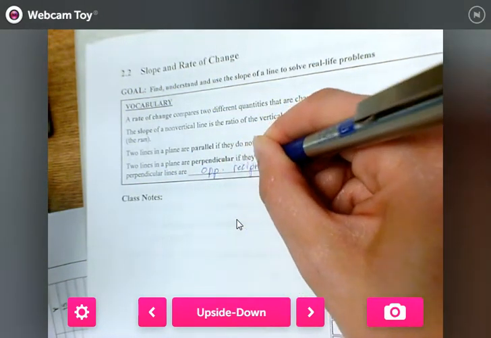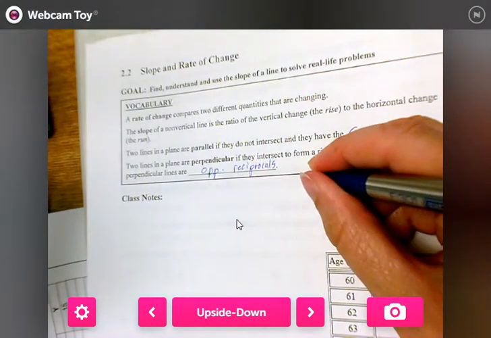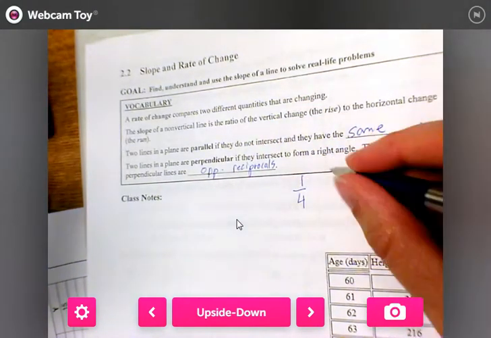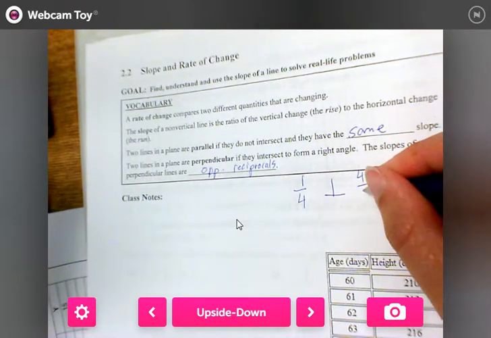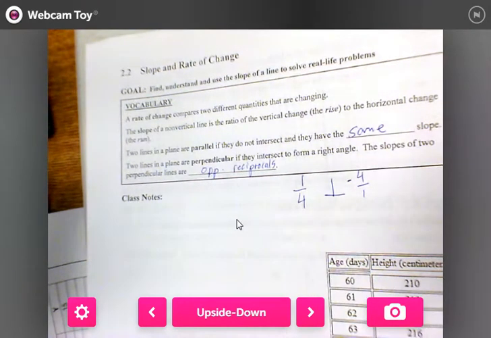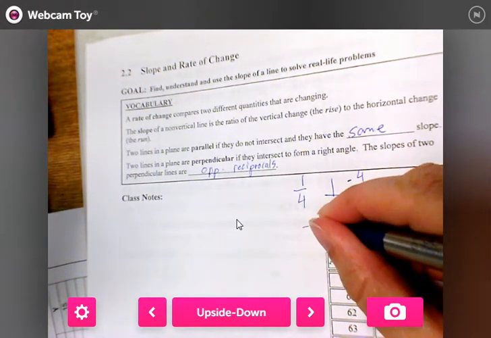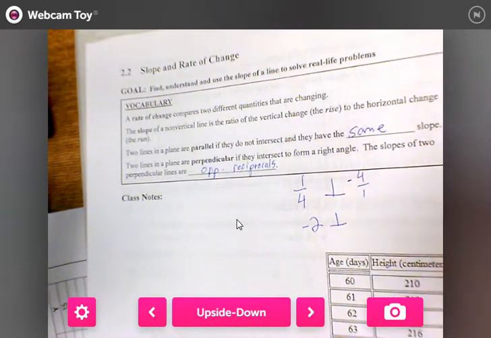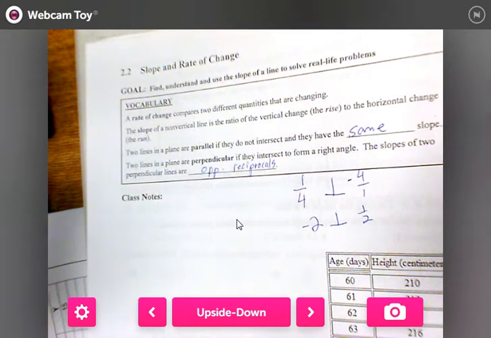So what is the opposite reciprocal of 1/4? It's 4/1, but it's also negative. That's what I mean by opposite reciprocals. You change the sign. So if I have -2 and I want an opposite reciprocal slope, it's going to be 1/2. It went from negative to positive, or positive to negative, and you flip that fraction. Feel good? If they're parallel and I have 2/3 as my slope and I want a parallel slope, it's 2/3. It's the same.